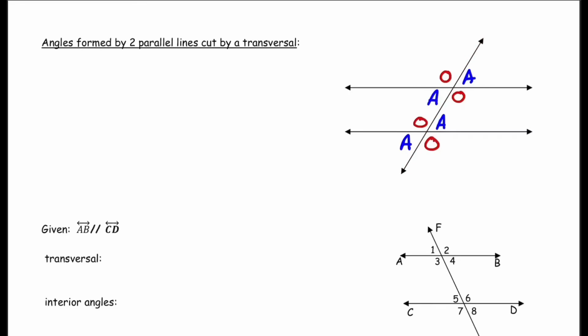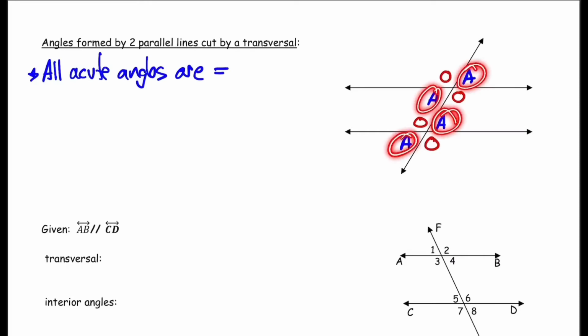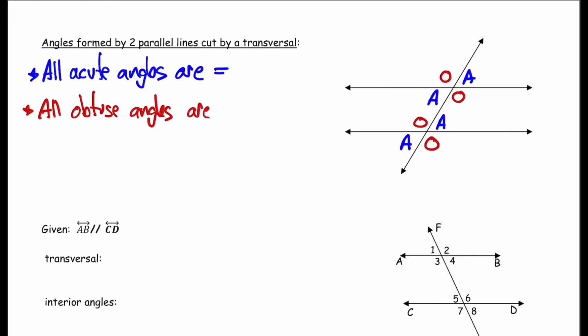So what I know is that all acute angles are equal. So this angle, this angle, this angle, this angle, whatever this one is, let's say that's 40 degrees, then all of these are 40 degrees. Okay, I also know all obtuse angles are equal. So whatever this angle is here, let's call it 100 degrees, well then that's got to be 100, that's got to be 100, and that's got to be 100.